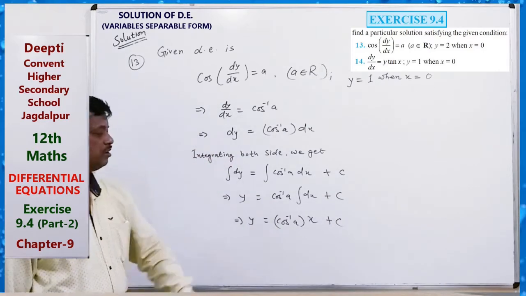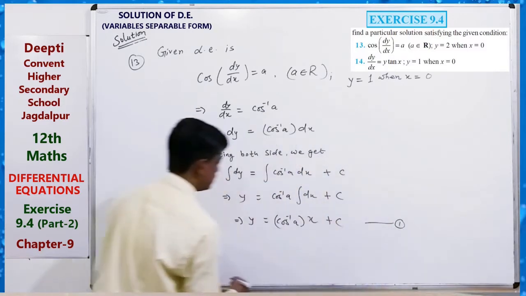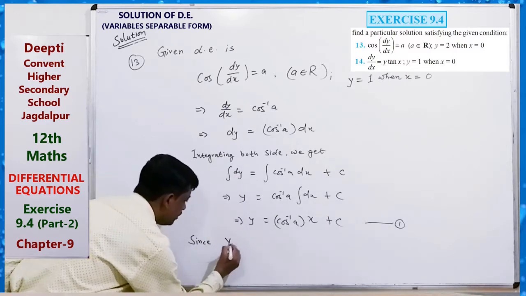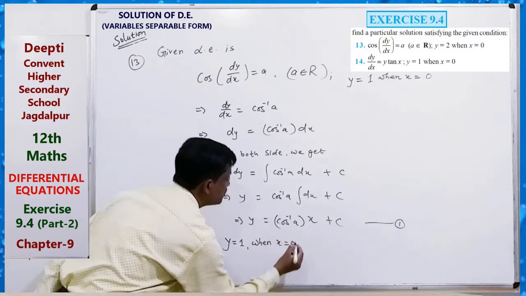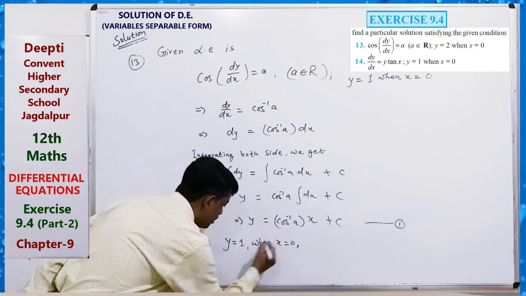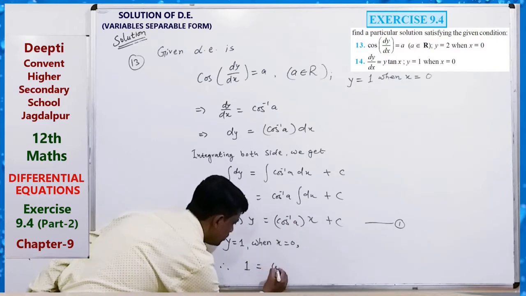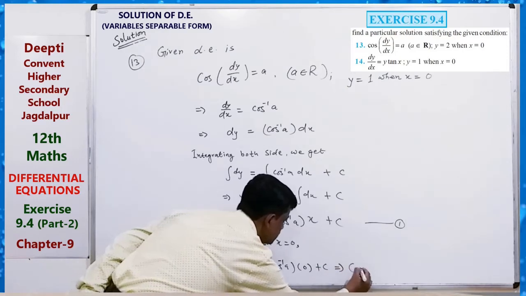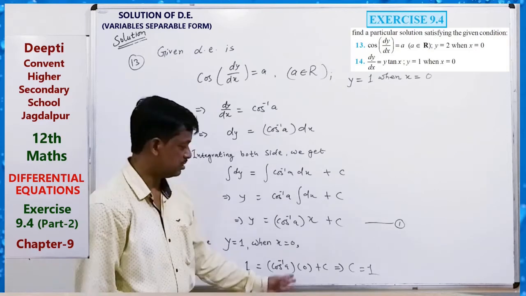Now we have to find the value of the constant. This is equation 1. Since y equals 1 when x equals 0, use x equal to 0, y equal to 1 here. Therefore 1 equals cos inverse a into 0 plus c. So we see that c equals 1. So put this value in equation 1.